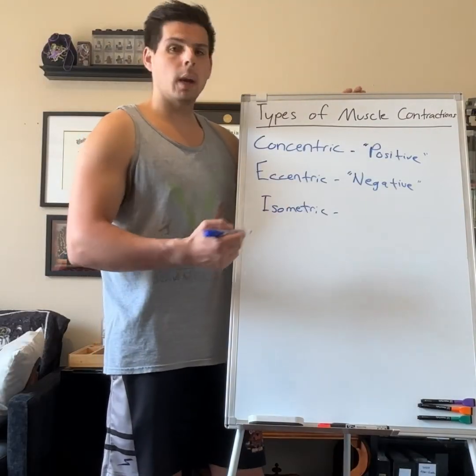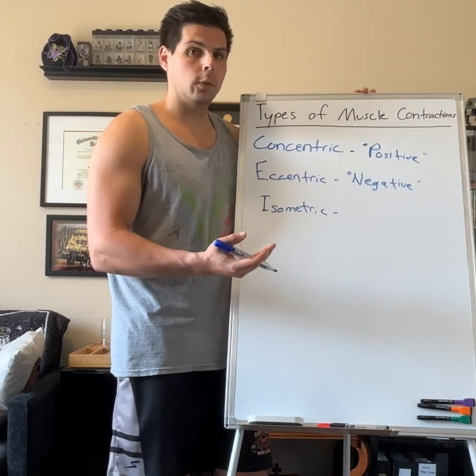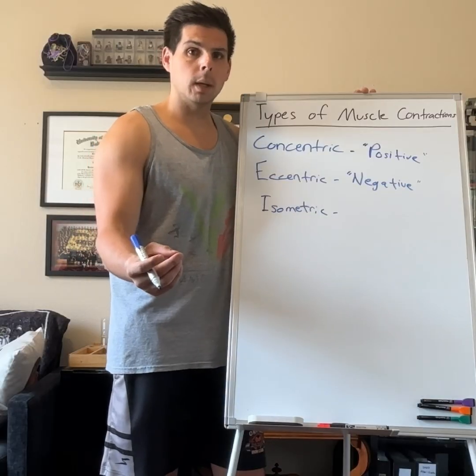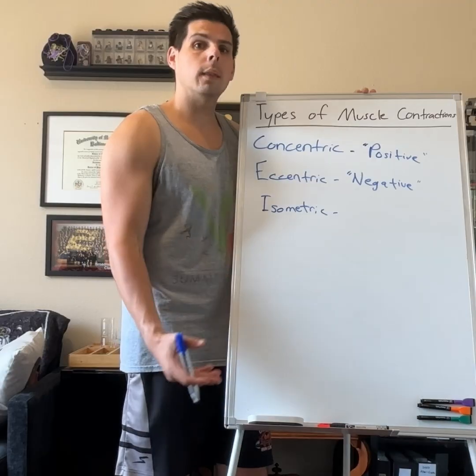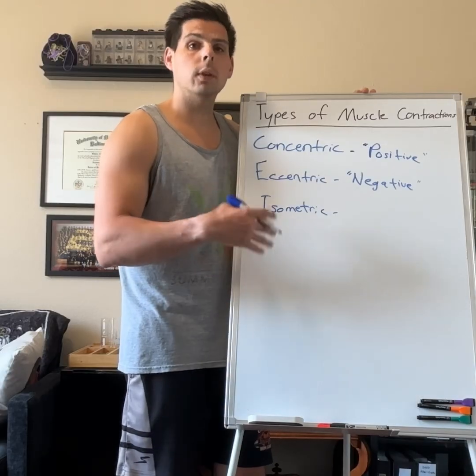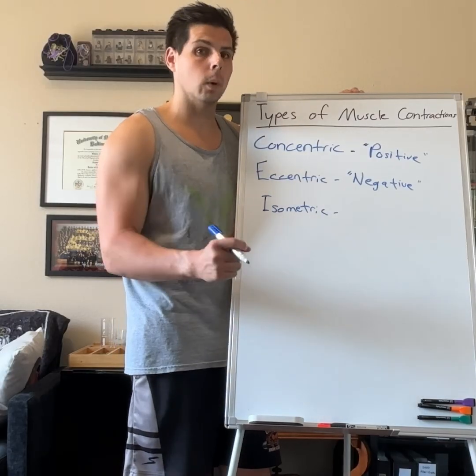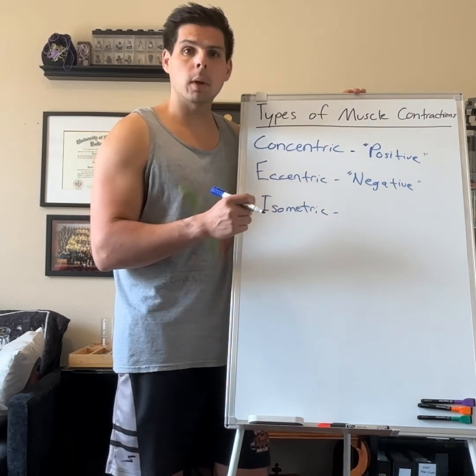And then in the middle we have an isometric contraction where the force of the muscle equals the amount of weight being applied during the exercise, with the result being that the muscle does not change length and the joint angle is held the same for as long as the contraction is held at that level of force. So those are the three basic types of muscle contractions.